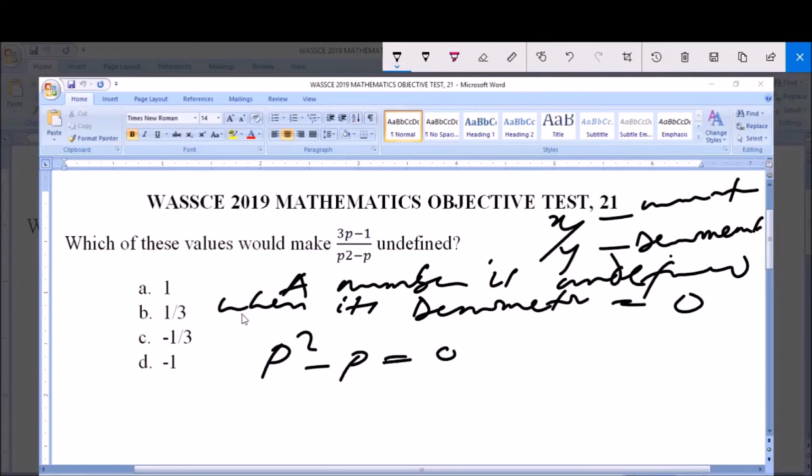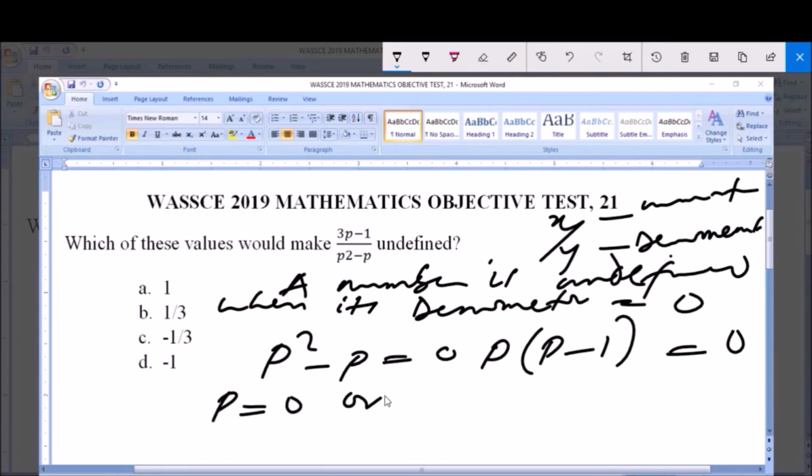Now to simplify an expression like this, you simply factor out p, p into p minus 1. Now p times p will still give you p squared, then p times 1 will give you p. Now equals 0. I said we should equate it to 0. Now this expression is the same thing as saying p equals 0 or p minus 1 equals 0. Now if p minus 1 equals 0, p is equal to 1. So the answer should be 0 or 1.